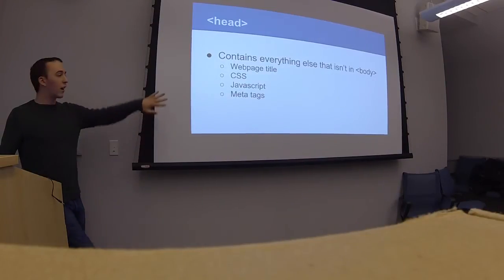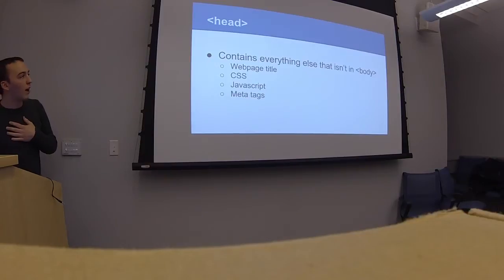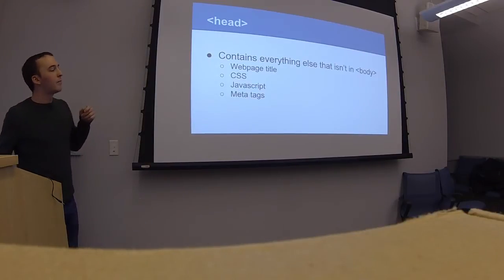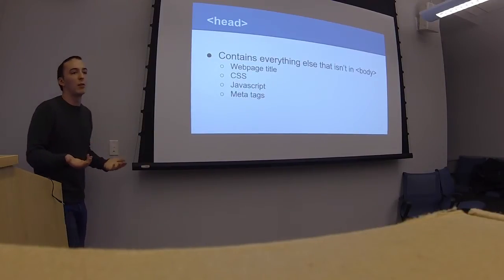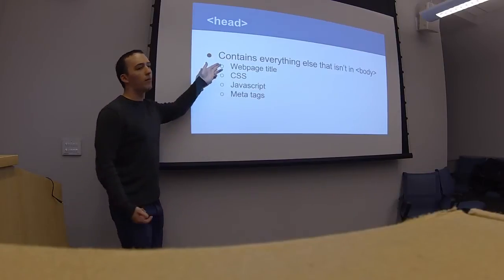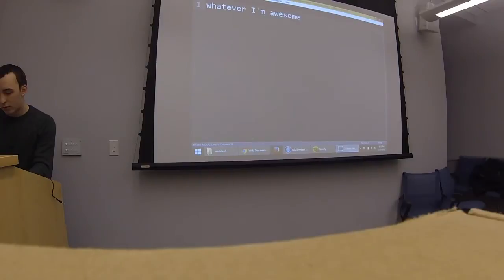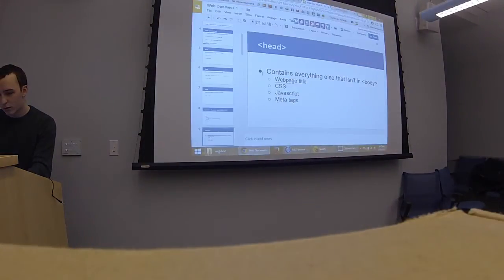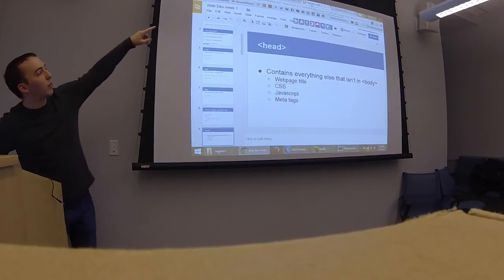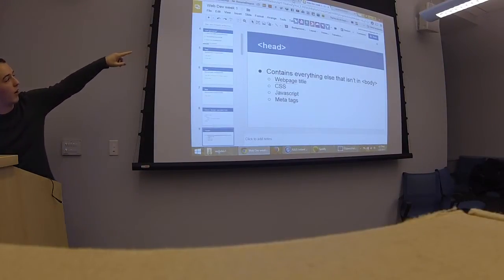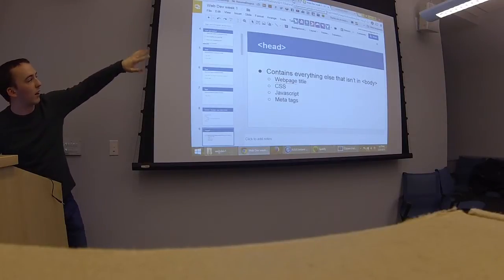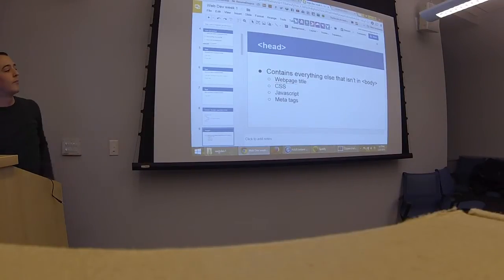So now, the second one that we'll be adding is head, which is the head tag up there. And it contains everything else that isn't in body. It'll contain the website title, which is, for example, on this page, WebDev Week 1 on top. And on this one, it's patjameson.com.github.io. That's the page title, okay?